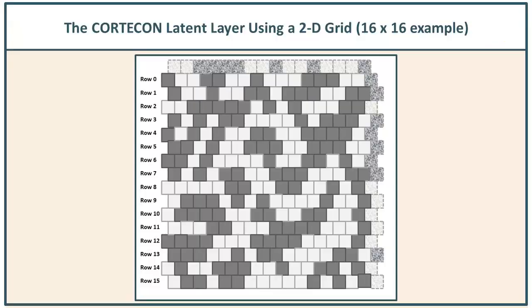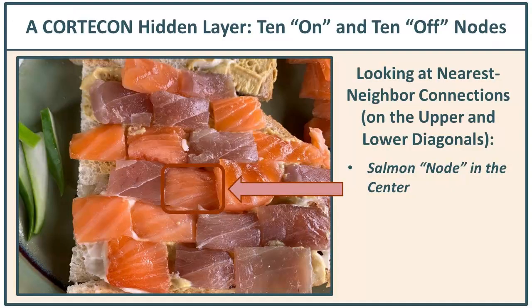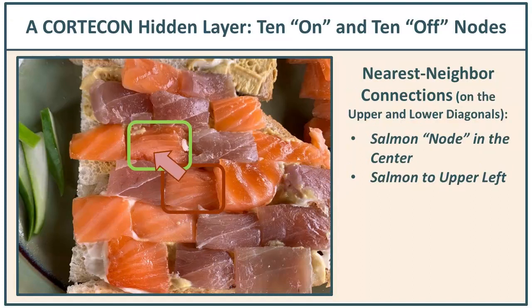I'd say minimally, just for toy purposes, I'm working with 16 by 16 grids. They're in a very specific grid layout. They touch each other. You can count up not only how many nodes you have in each state. Here I've got 10 ahi nodes and 10 salmon nodes, but you can count nearest neighbors. So I'm going to start with a piece of salmon in the center, and to its upper left diagonal, that's one of its nearest neighbors.